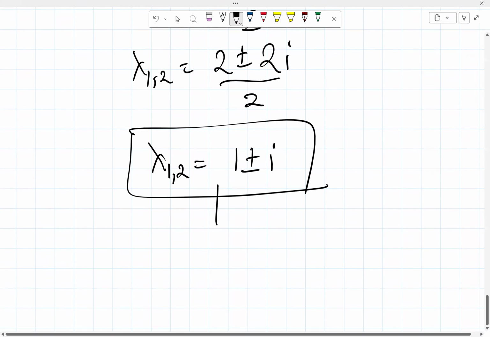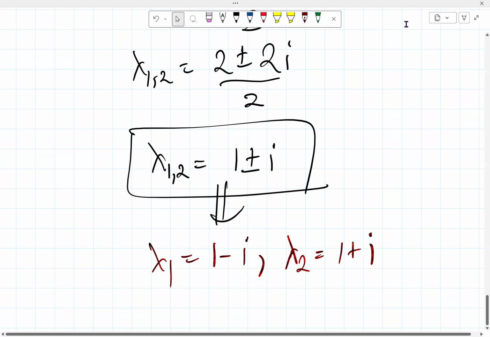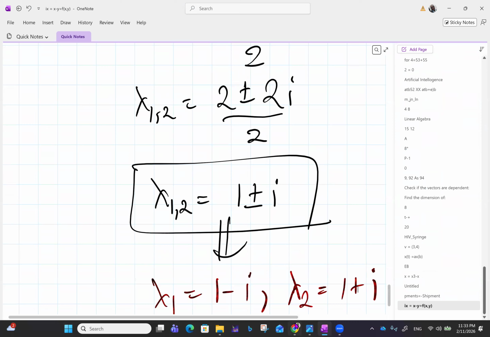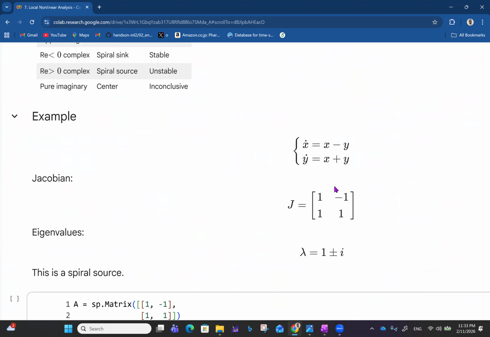In essence, we are saying that lambda 1 is 1 minus i and lambda 2 is 1 plus i. That's what this simply means. That's how you get the eigenvalues here. Because it is a complex number, the real part is this one, and the real part is greater than 0. So it is going to be a spiral source, which means that we have an unstable system right here.